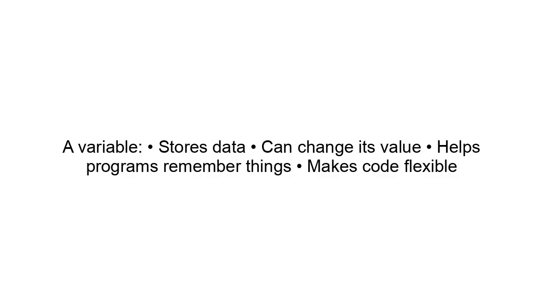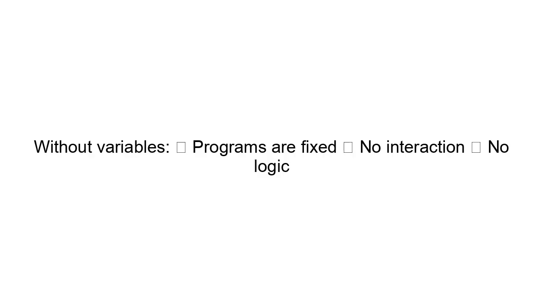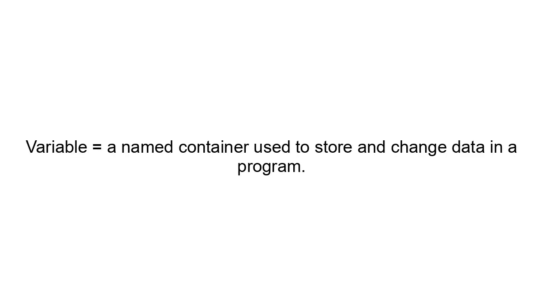Important point. A variable stores data, can change its value, helps programs remember things, makes code flexible. Without variables, programs are fixed. No interaction. No logic. Simple definition. Variable equals a named container used to store and change data in a program.